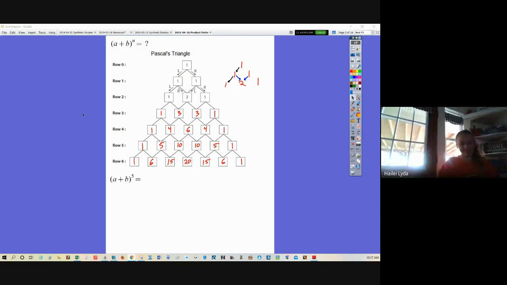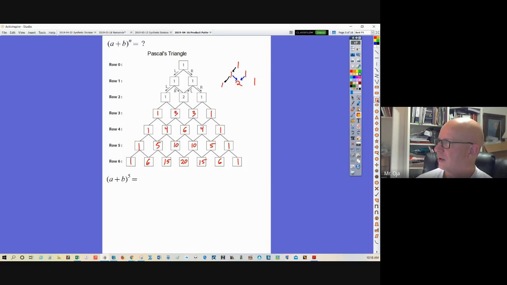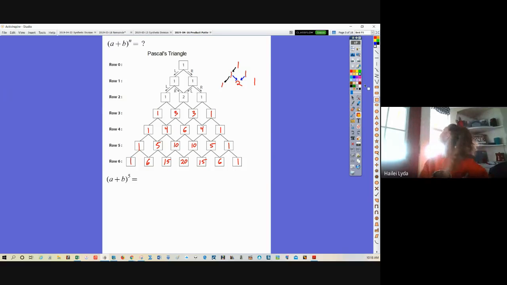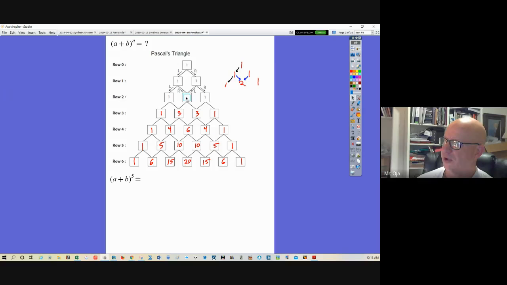Okay, so when I'm building, pretend that there's no number in there for a second. In fact, here, let me just do this. So there's nothing there, right? Mm-hmm. Okay, well, what's going to go there? Well, I just look up above it to the left and above to the right. I've got a 1 to the left and a 1 to the right. 1 plus 1 is 2.